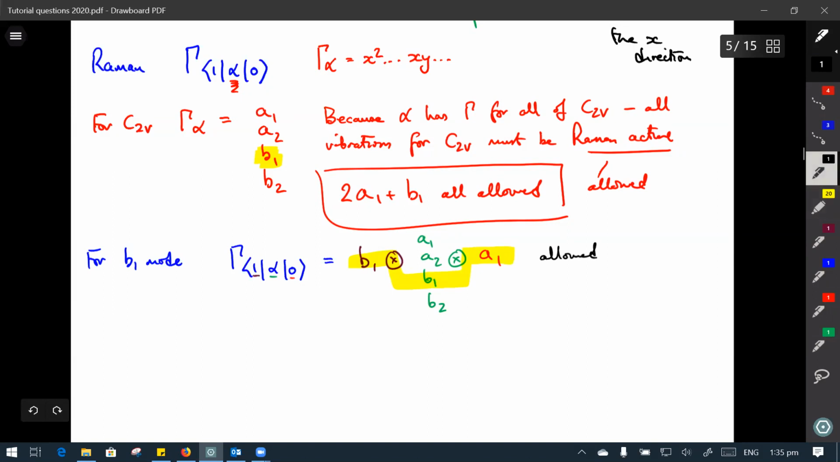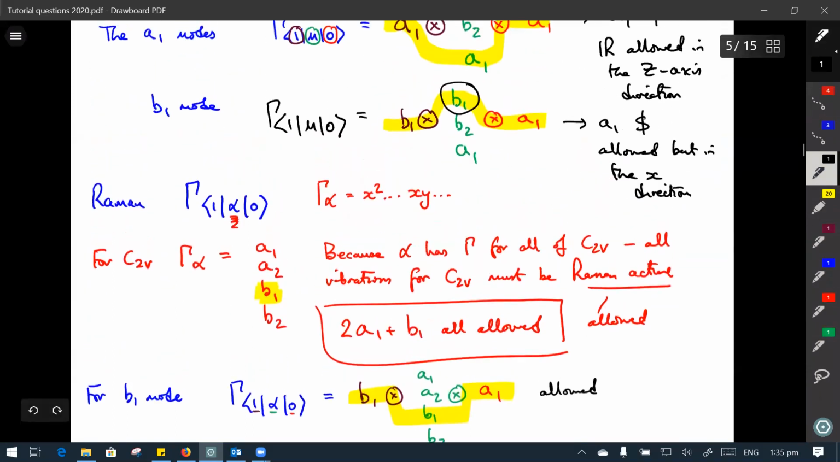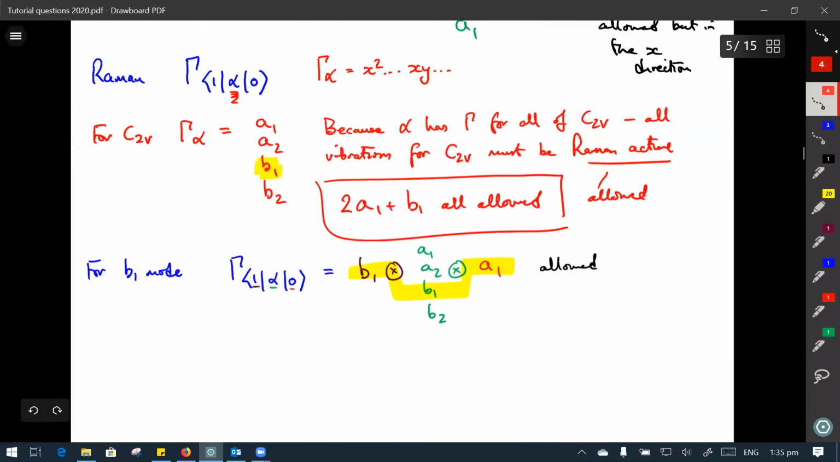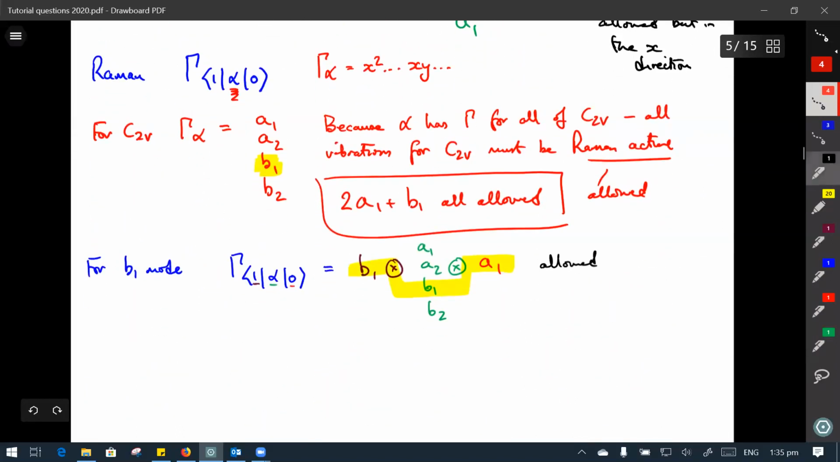And here you can't use the phrase we used up here, where it said it's allowed in the X direction, it's allowed in the Z direction. For Raman, it's a little more subtle. It's allowed and it's depolarized.